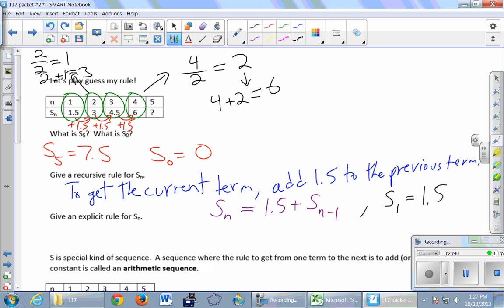So let's see here. Our formula for this guy, Sn equals, Casey says 1.5 times n. 1.5 times n.